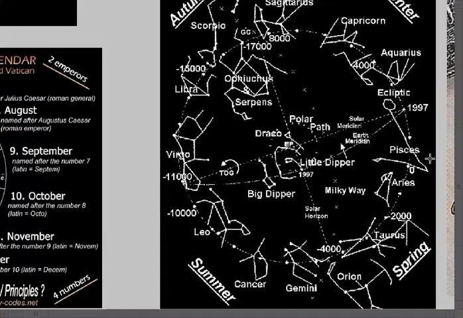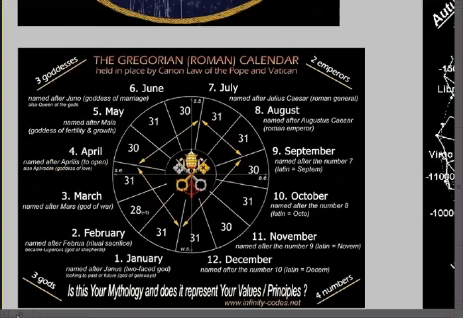Here's a depiction of the zodiac from the top down. Here is the times of the year: summer, spring, autumn, and winter. So there's the Polaris in the center with Draco, Big Dipper, Little Dipper. This is a good depiction. There is the year of the 12 months someone made, describing the names.